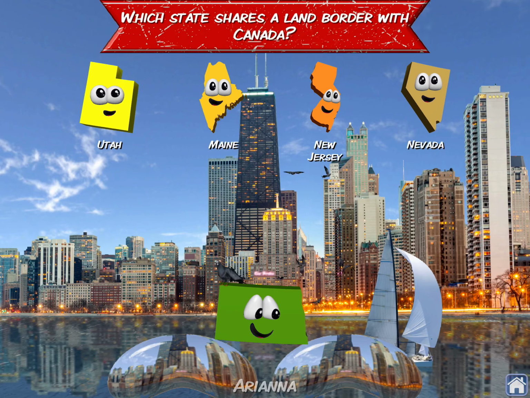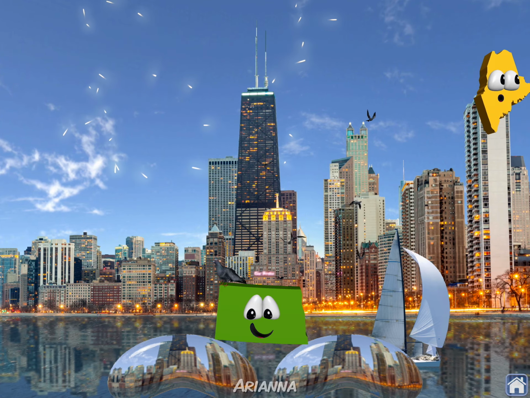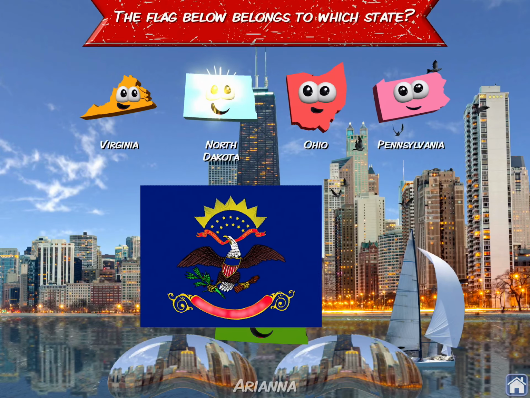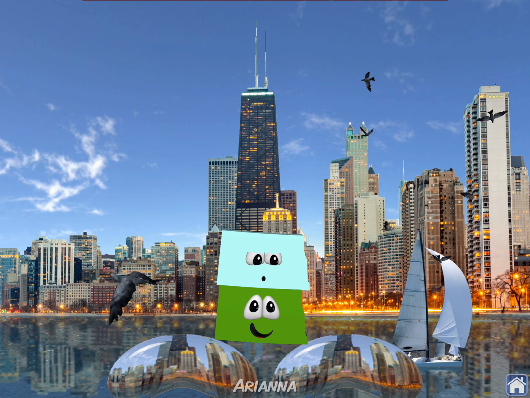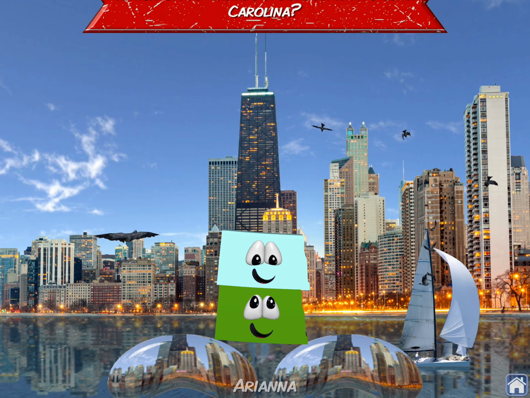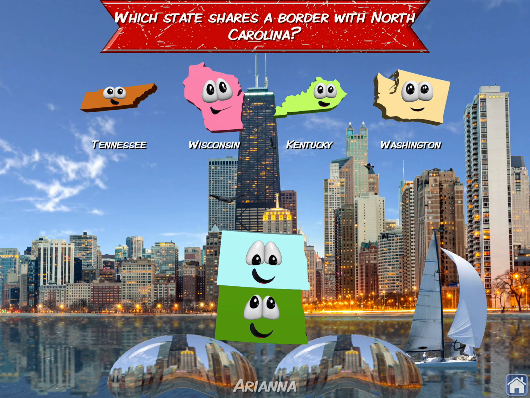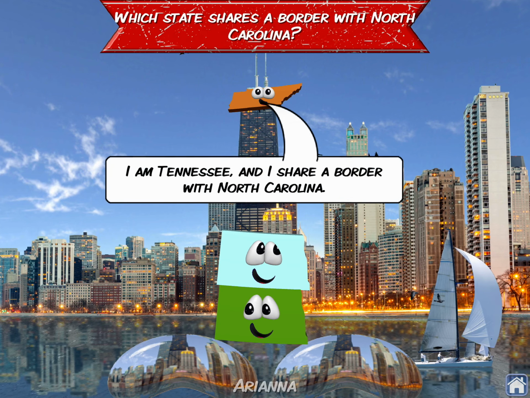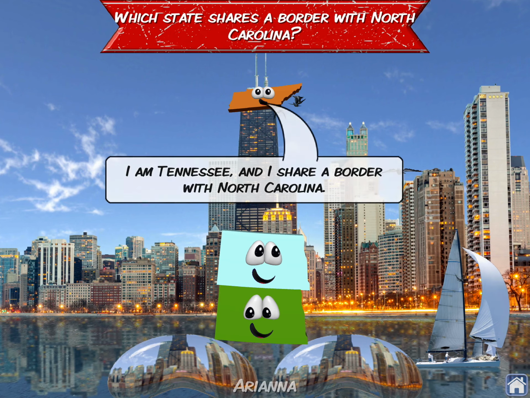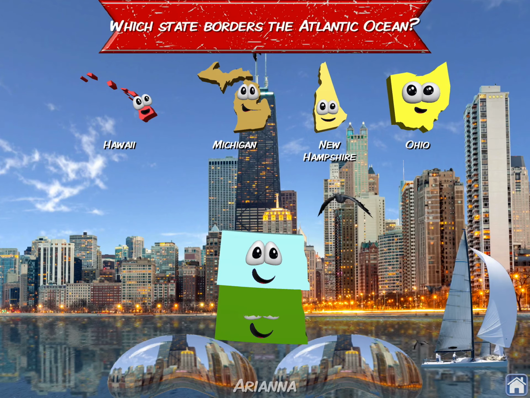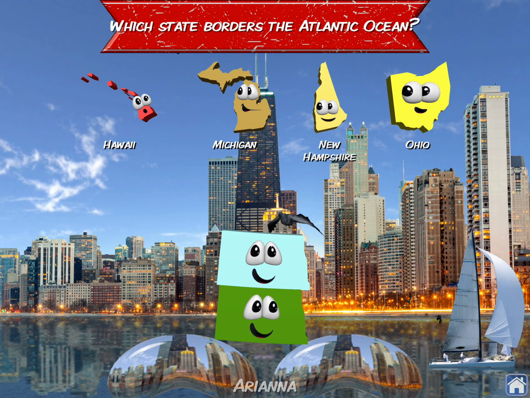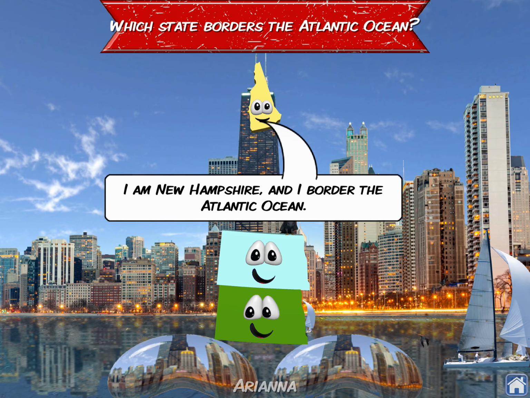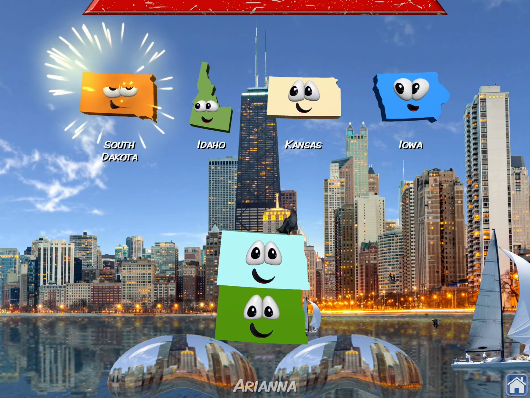Which state shares a land border with Maine? The flag below belongs to North Dakota. Which state shares a border with North Carolina, Kentucky? I am Tennessee, and I share a border with North Carolina. Which state borders the Atlantic Ocean? Hawaii. I am New Hampshire, and I border the Atlantic Ocean. Here is the capital, South Dakota.